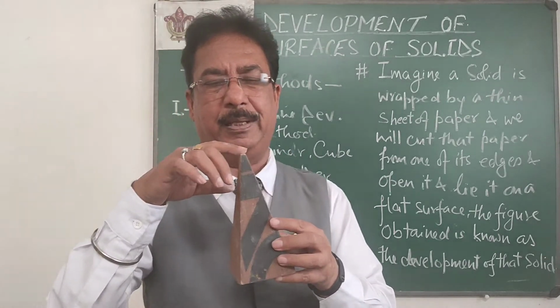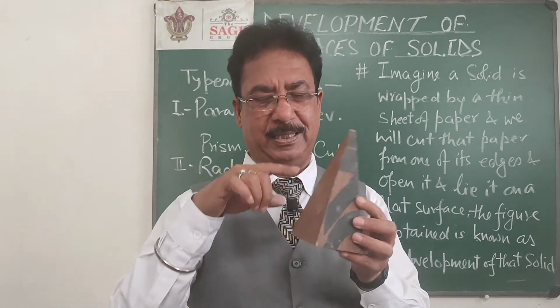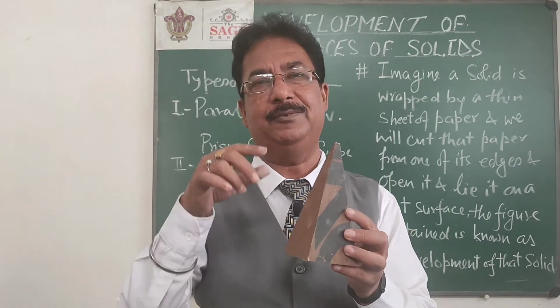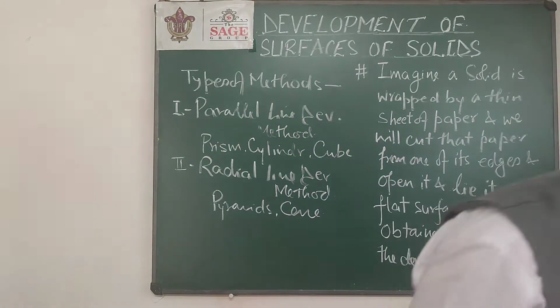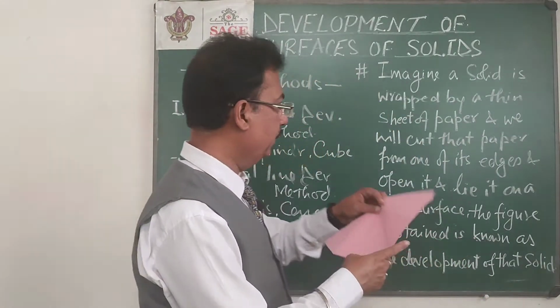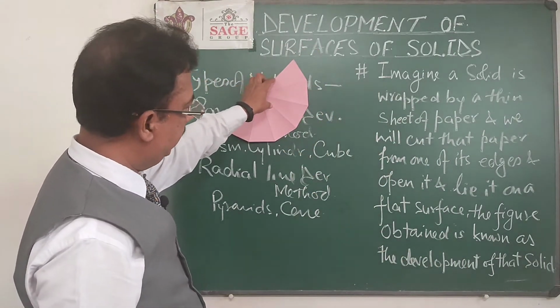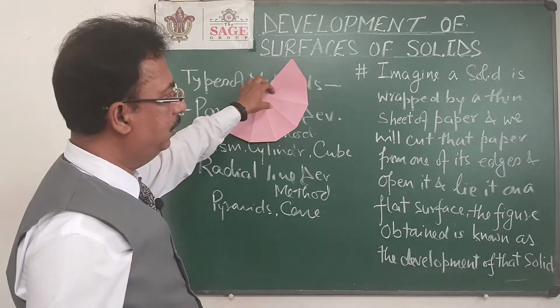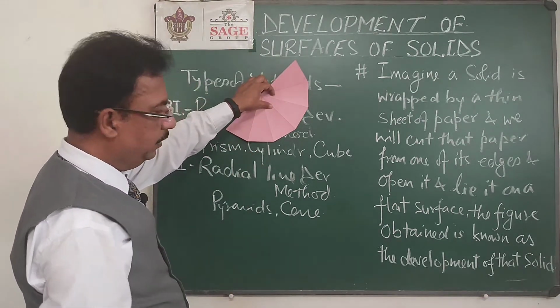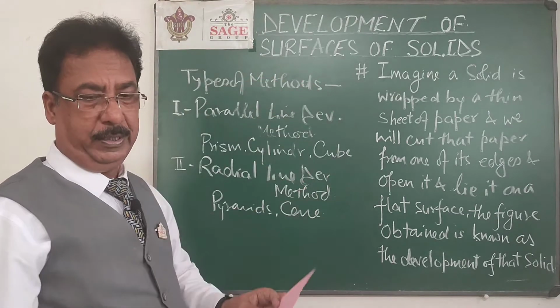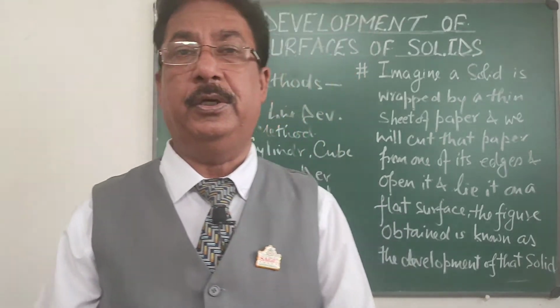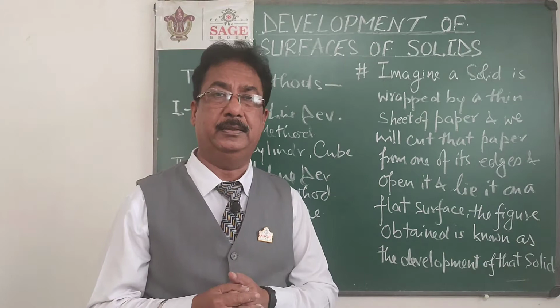Normally the method is to take the apex as center and the radius equal to the slant edge, and open it in the form of an arc, and later mark these edges from the top view. As the flat surface will be lying on the VP, we will get its development.